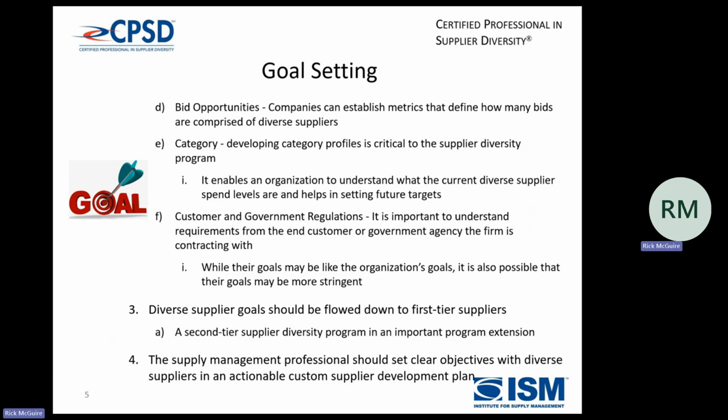Developing category profiles is critical to the supplier diversity program. It enables the organization to understand what the current diverse supplier spend levels are and helps in setting future targets.